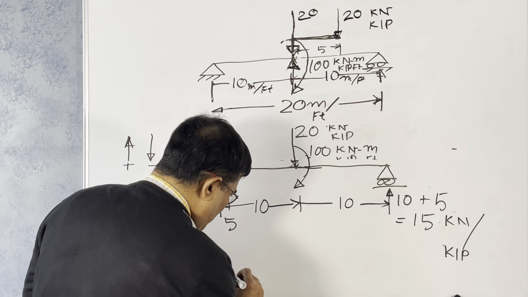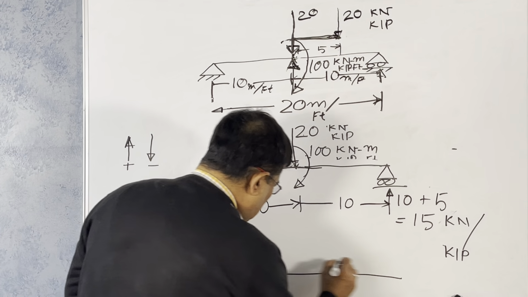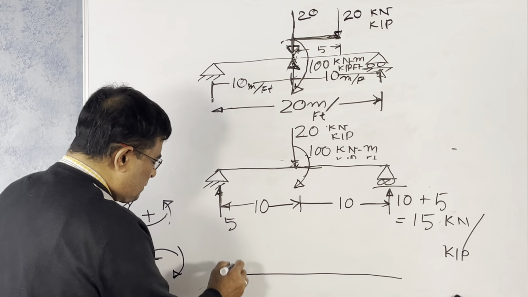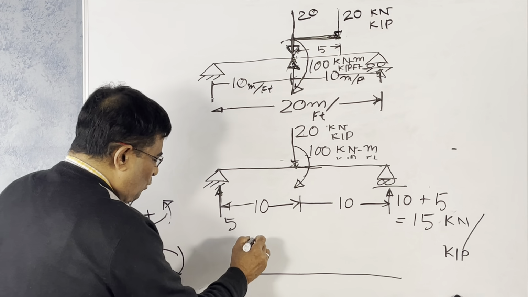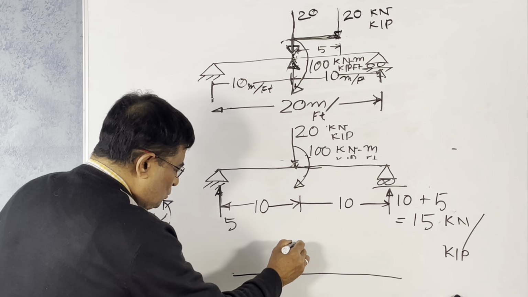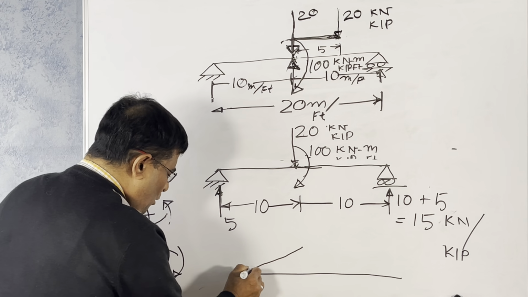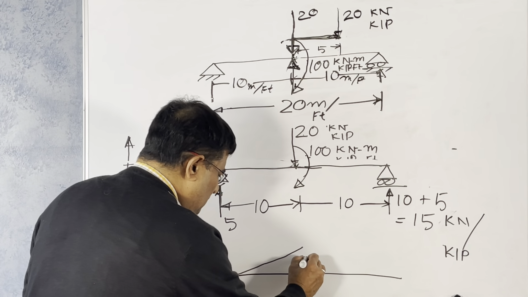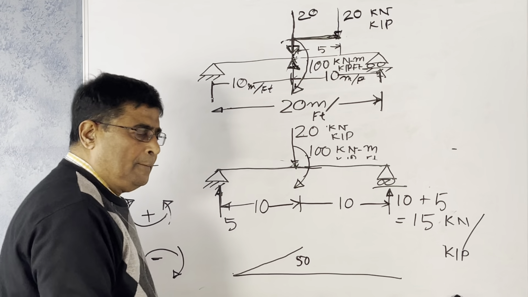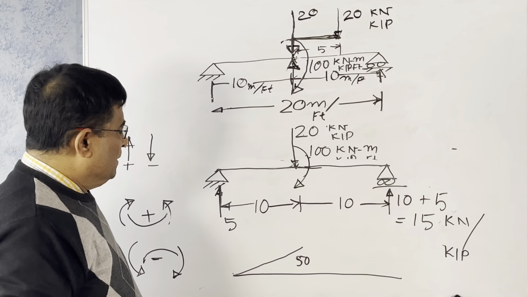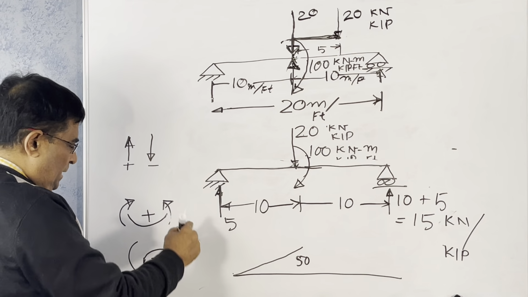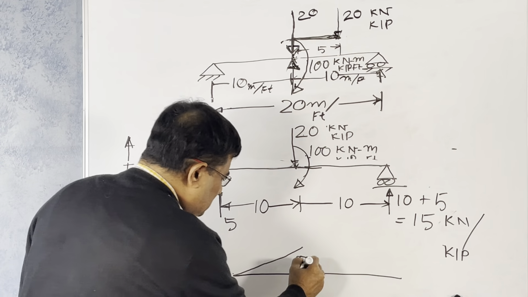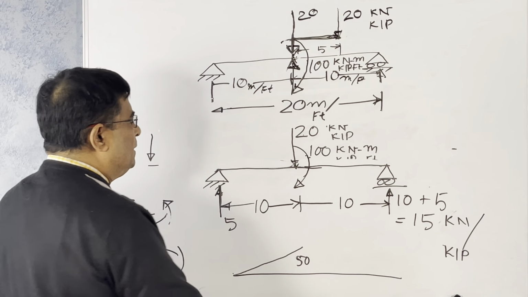So if you draw the bending moment diagram like this, from here there is no force, no load. This is the only force on this side. You know the shear force is constant here, so we have a bending moment like this, linear. This value is 50 here at this point. This is positive because it is clockwise.